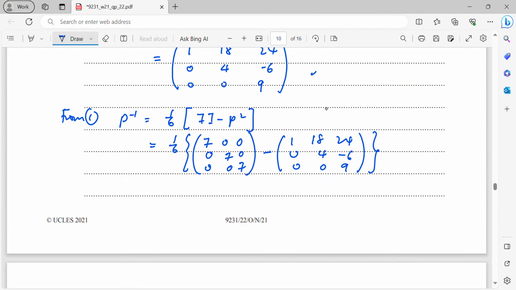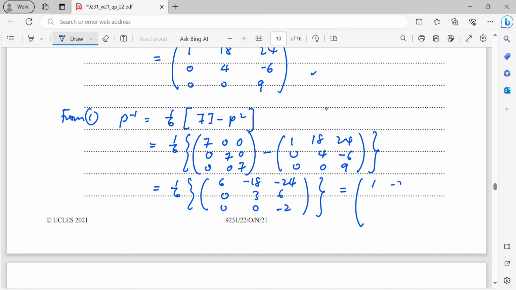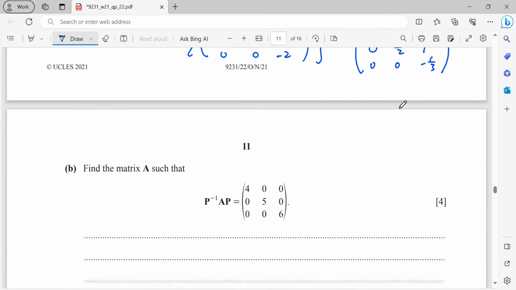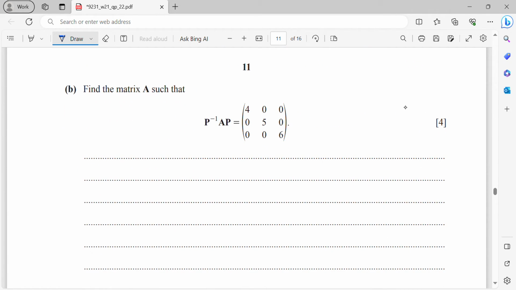Right, then here you will be getting 1 over 6 of matrix 6, minus 18, minus 24, 0, 3, 6, 0, 0, negative 2. So then when you simplify, it will be 1, negative 3, negative 4, 0, half, 1, 0, 0, negative 1 over 3. So that is your P inverse. Okay. Now B, find matrix A such that P inverse AP equals to this.